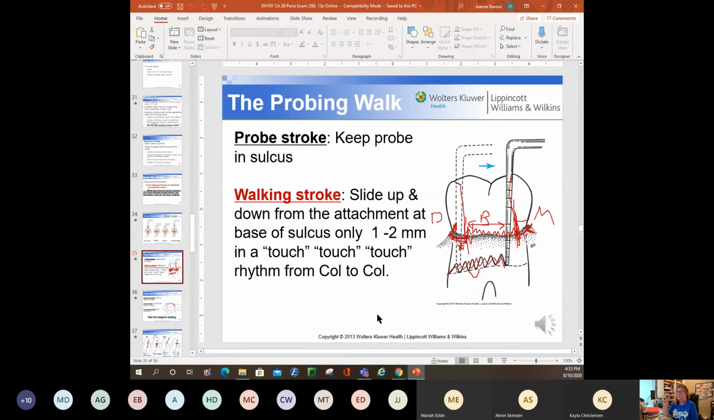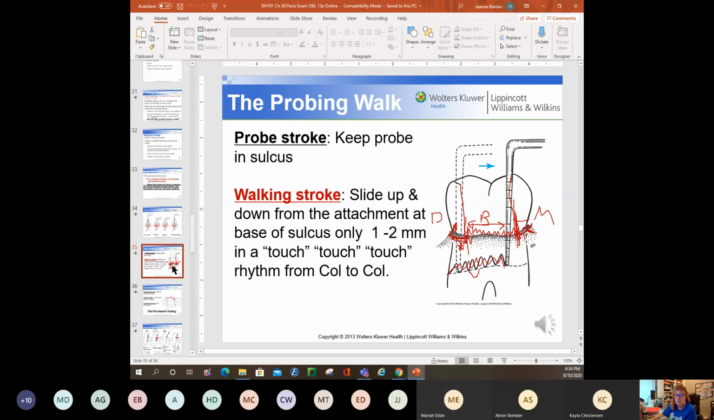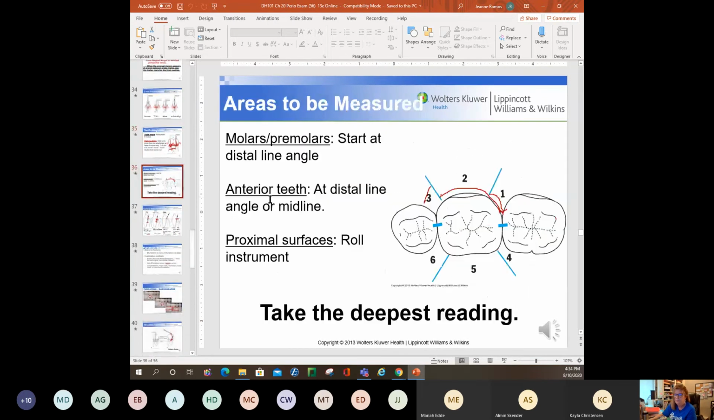So you go only a millimeter or two at a time, up and down, and usually it would be like a touch, touch, touch rhythm from col to col. And you don't do it real long. You will be able at one time, like I can right now, to probe and take 3 readings on the entire mouth, 32 teeth, facial and lingual, in about 6-7 minutes. When you're learning, you're going to be doing it really a lot slower. But that is going to change, I promise you.